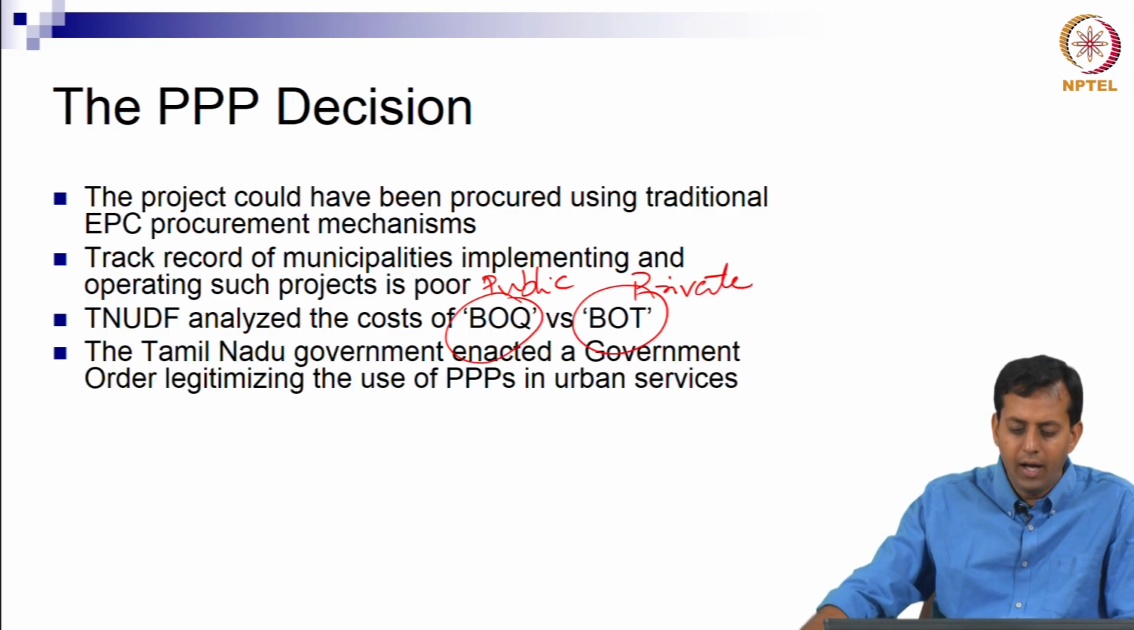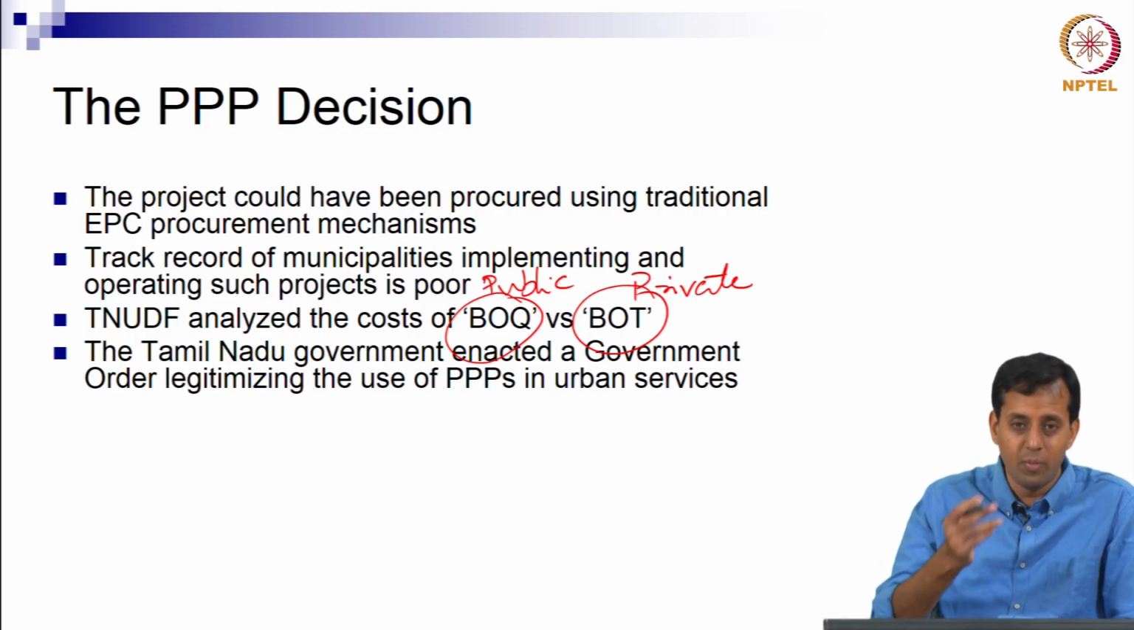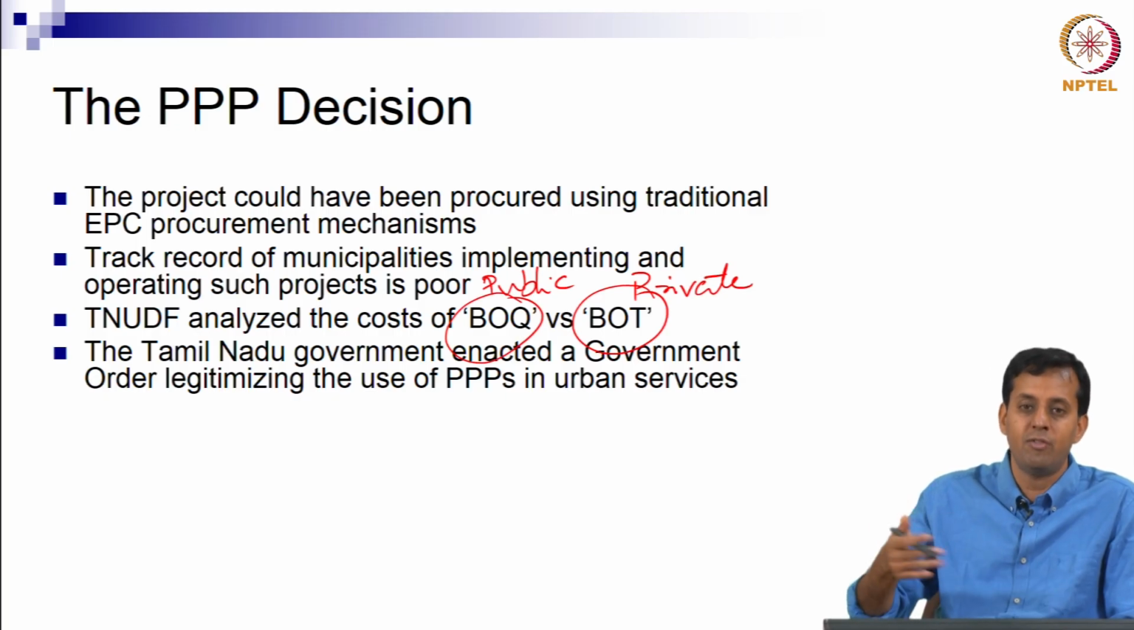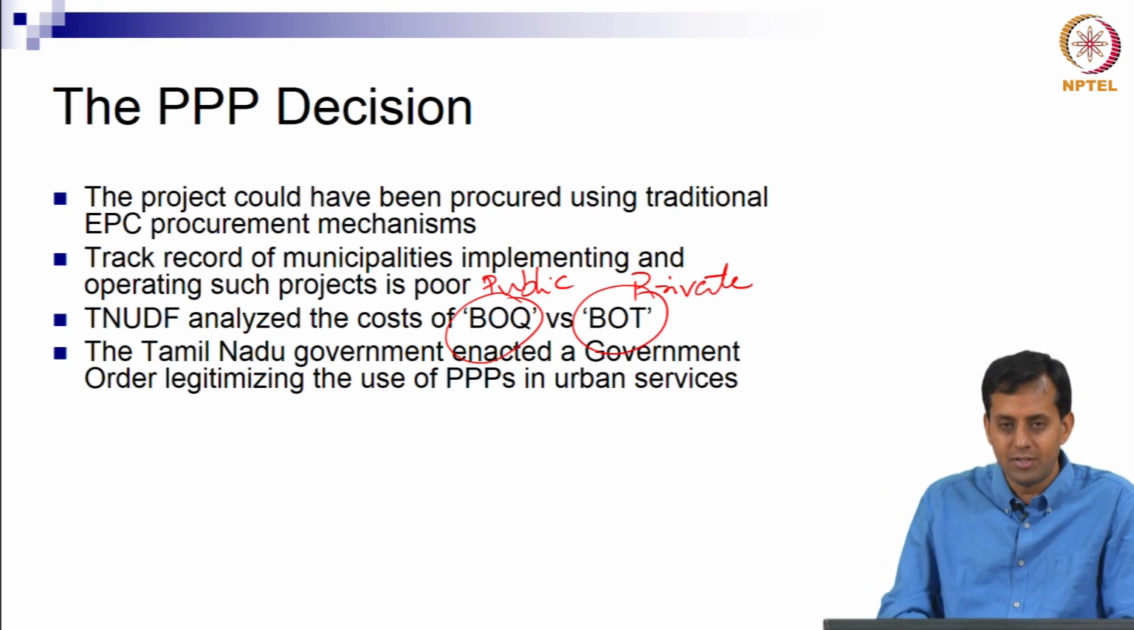So they analyzed the cost of BOQ versus BOT and said, if there is BOQ, then perhaps your operations will not be as efficient, and therefore the cost of operations will be much higher, maybe your construction is much slower, whereas with the BOT the construction could be much faster, which means you might actually start making revenues much earlier. So they did a bit of a comparison to figure out which one might be better.